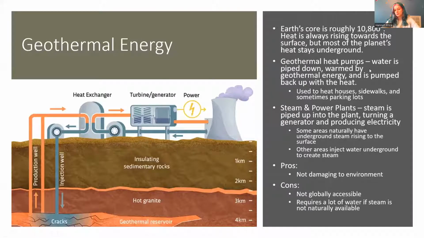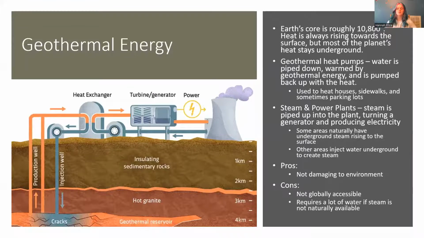With geothermal energy, we use the heat underground, and the geothermal heat pumps. Water is piped down, warmed by this geothermal energy, and pumped back up, and this is used to heat houses, sidewalks, and sometimes even parking lots. With steam and power plants, steam is piped up into the plant, and turning a generator, it produces electricity.